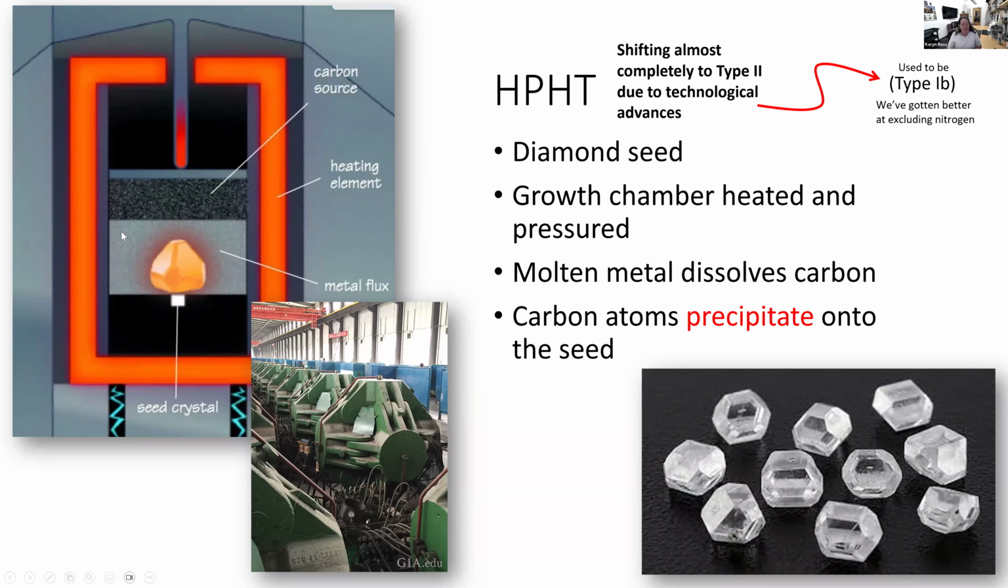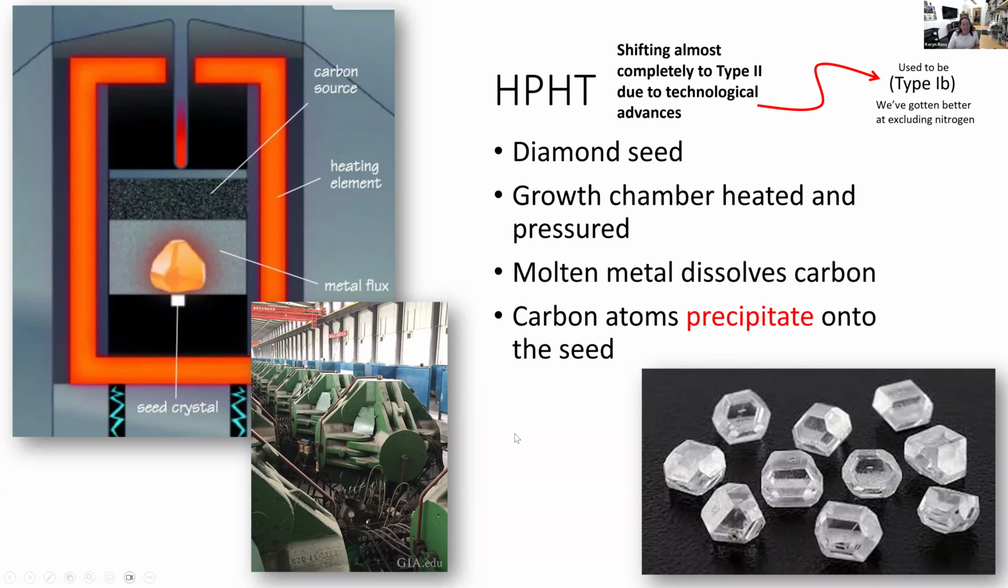And then you have this metal flux. So you have liquid metal, just like Tracy Hall did. You have your heated element, and then you have your carbon source. And what happens is that the growth chamber is heated and pressurized, and the molten metal dissolves the carbon from the carbon source. And then the carbon atoms move through that molten metal and start depositing on the seed. They start to precipitate, they start to become solid. And this is what it looks like when they come out.